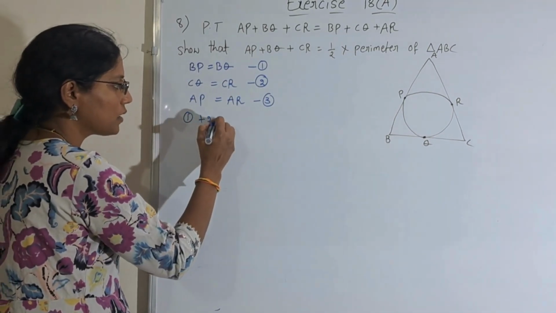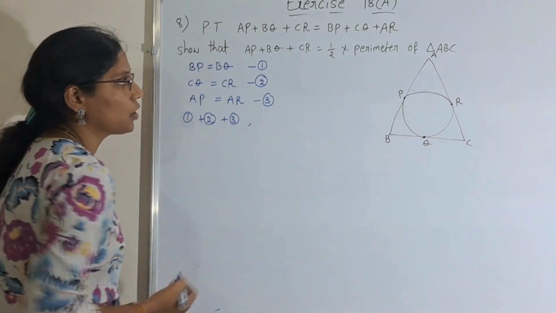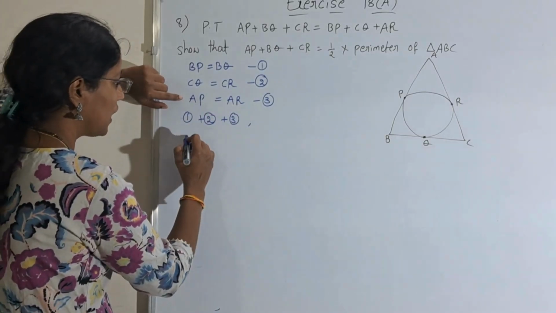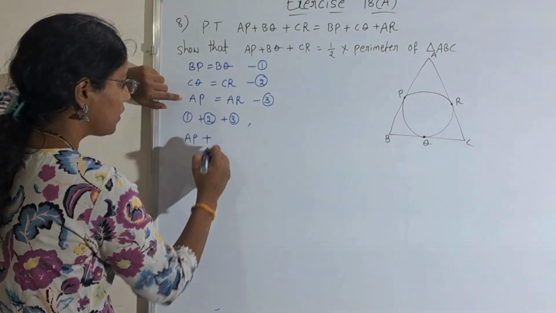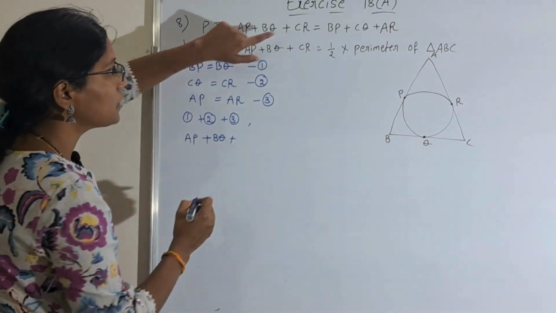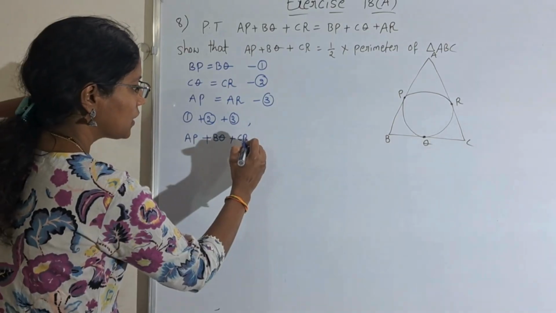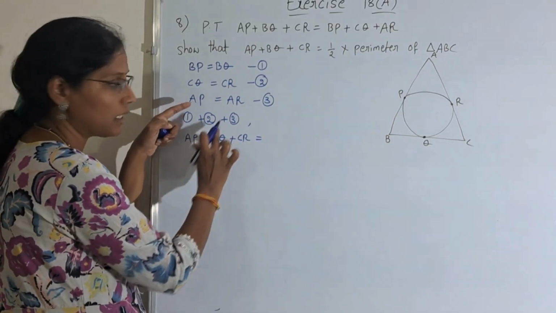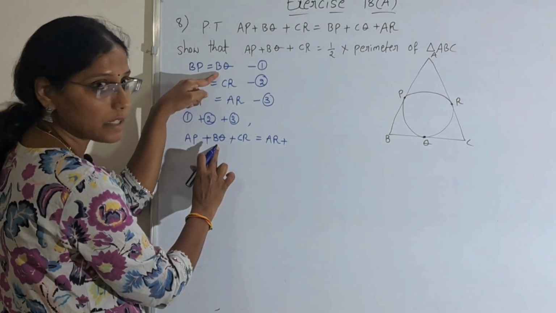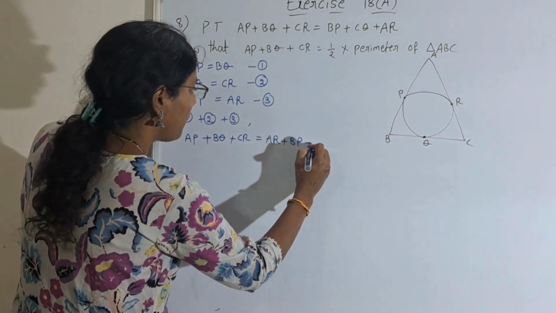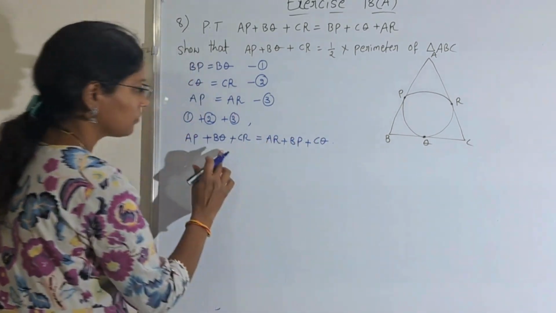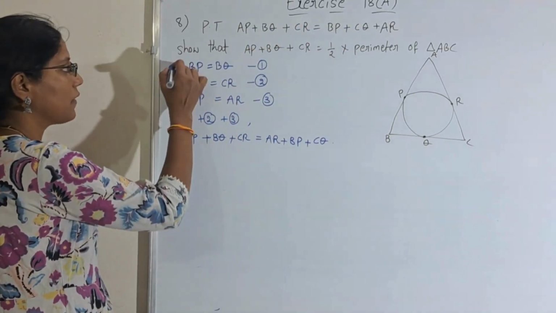1 plus 2 plus 3 we have to do. You should observe here LHS AP. First AP we have to take, third equation AP, plus next BQ, here first equation BQ, plus CR, second equation CR. Remaining, here already AP finished. Right side AR, plus here already BQ, first equation. Remaining BP, plus here CR already I wrote, here CQ. Hence proved. Next, second one.